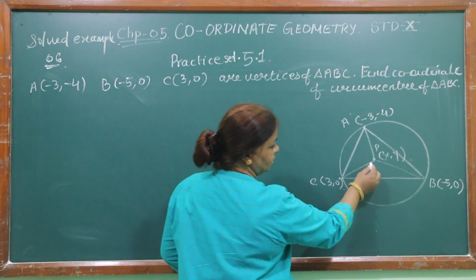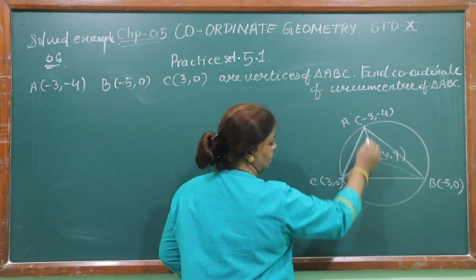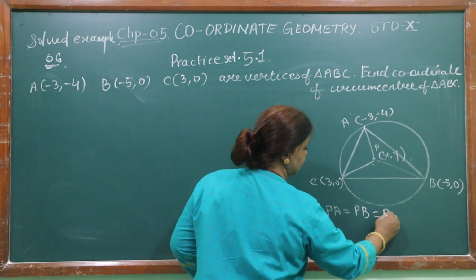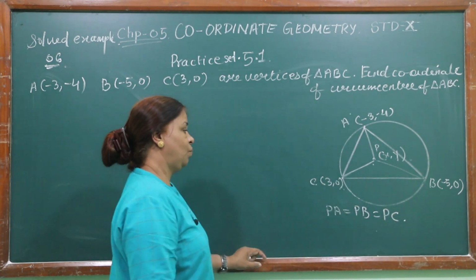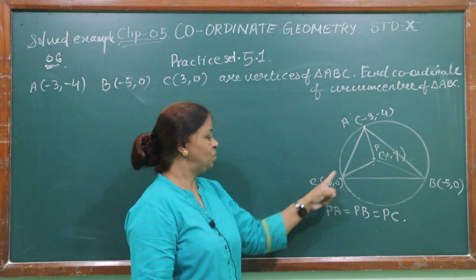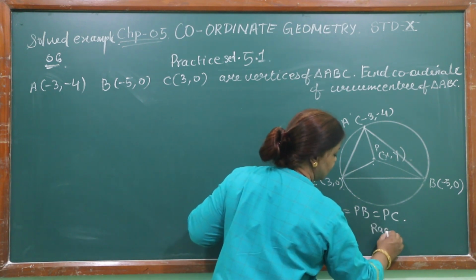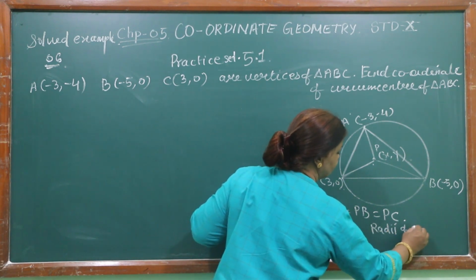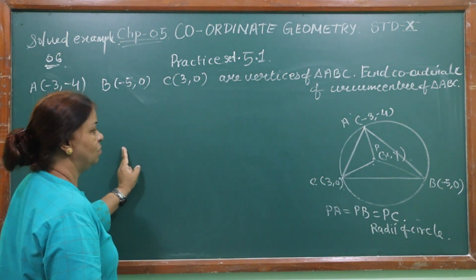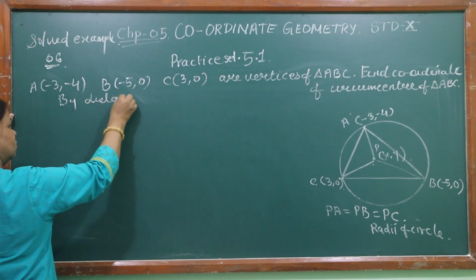So if you see, children, this is the radius. So we can say PA equals PB equals PC. If it is a circumcenter, then PA will be equal to PB and PC, because they are radii of the circle, and that we can do by using the distance formula. Let us start with the distance formula.